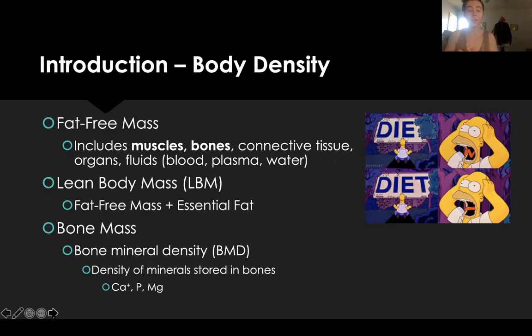Body density. So we have your fat-free mass, which is muscles, bones, connective tissue, organs, fluids, things like that. Your lean body mass is your fat-free mass plus your essential fat, so everything that's super, super important. And then you have your bone mass, which is bone mineral density, so minerals stored within your bones. Easy. Calcium, phosphorus, magnesium.